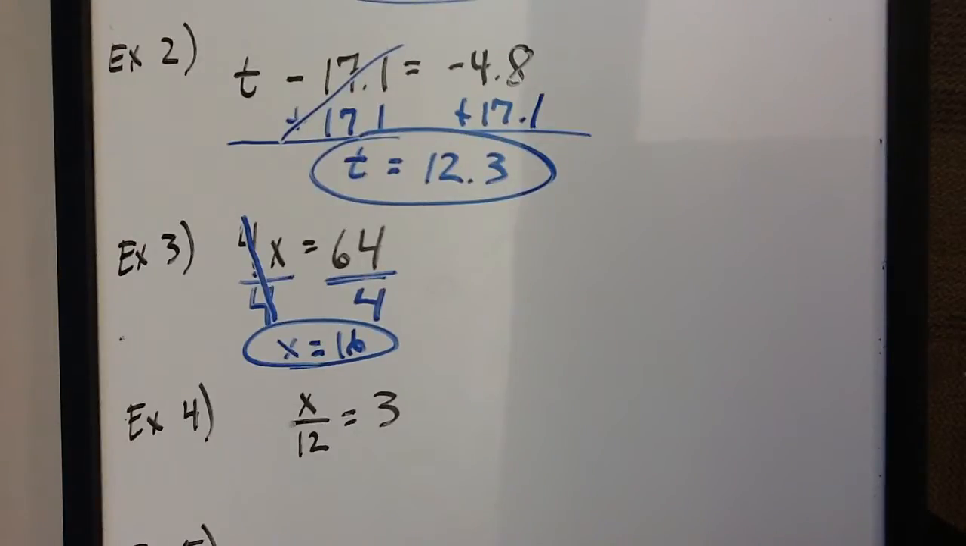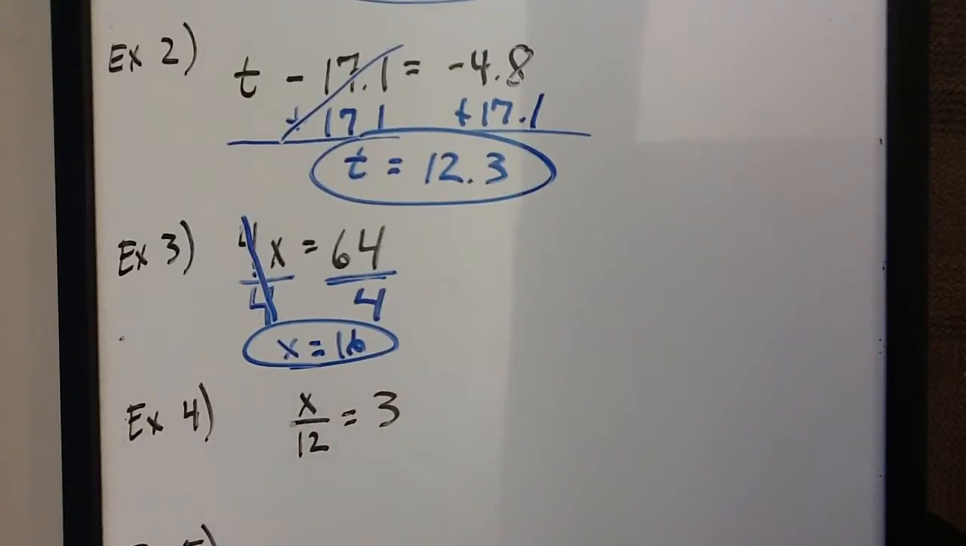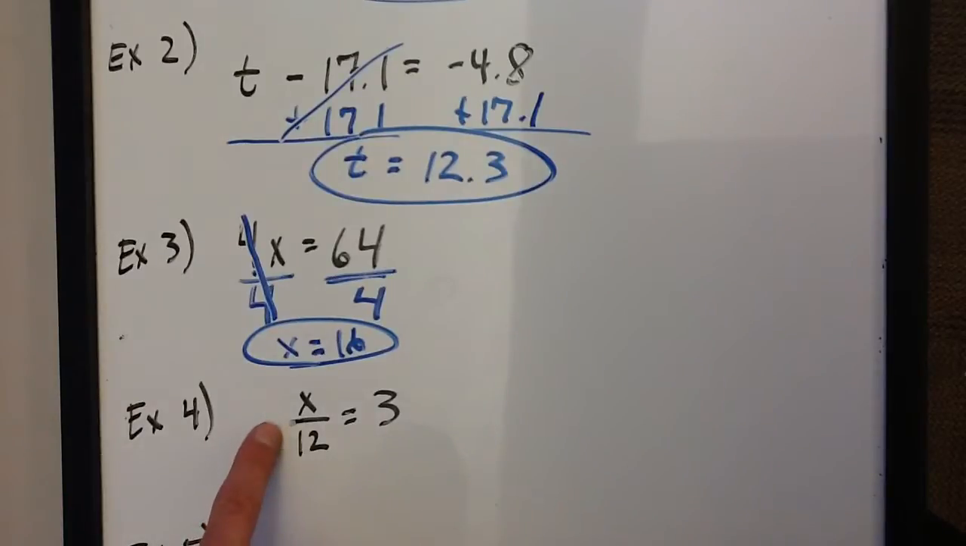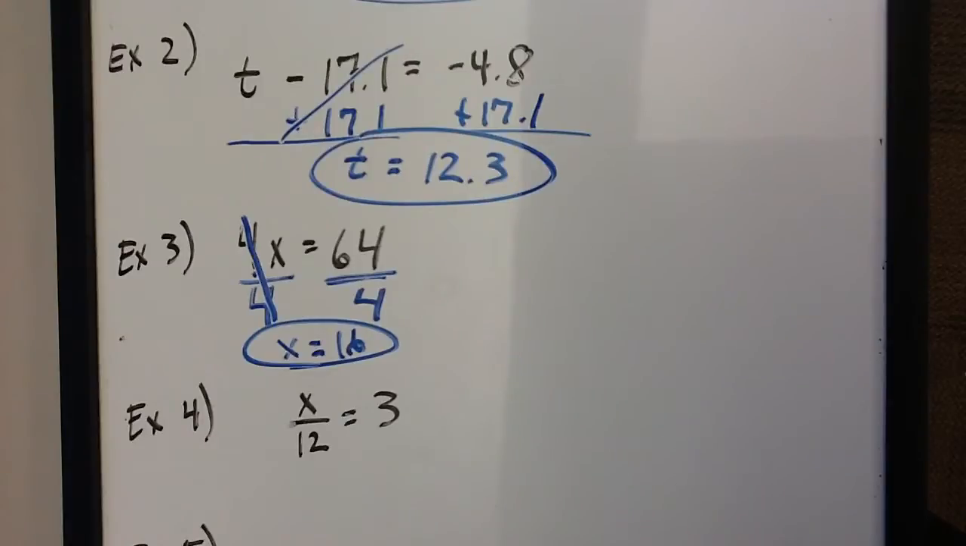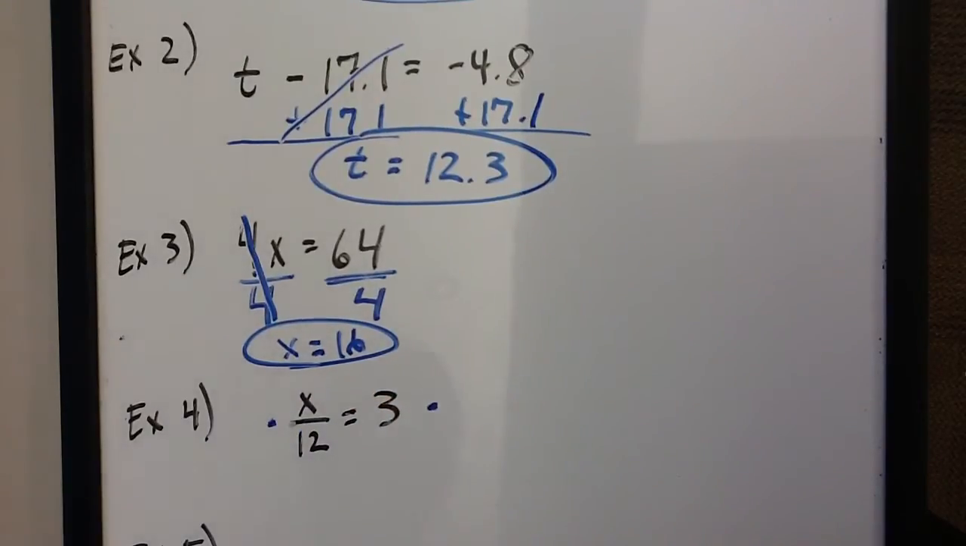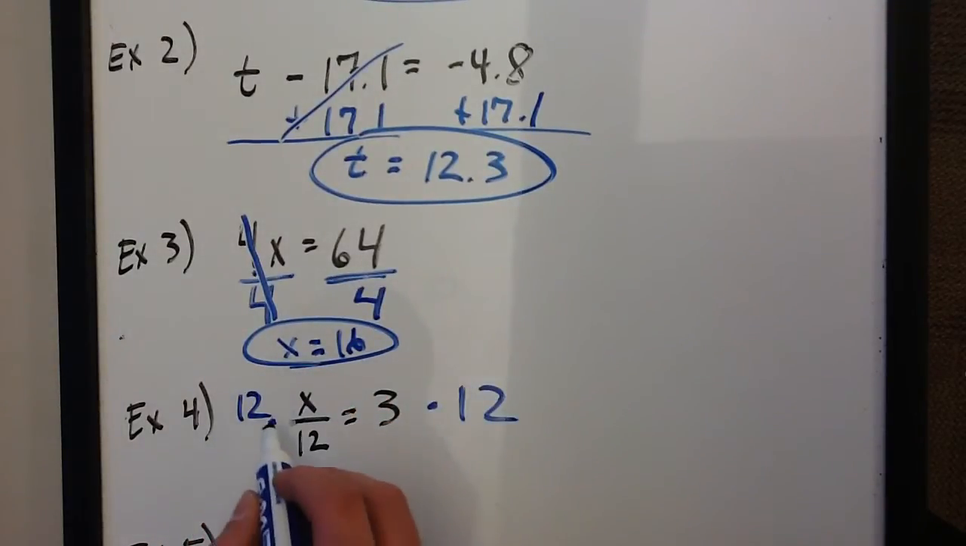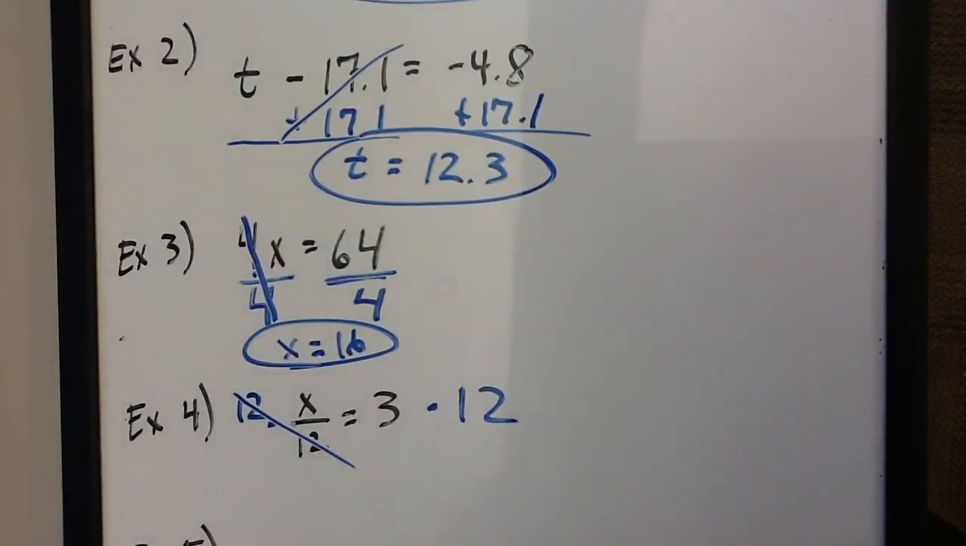So step 5 is solve. I need to solve for that variable, solve for the variable x, by using the inverse operation. So what's going on right here? X over 12. X divided by 12. That's division, right? So what is the opposite of division? Multiplication. So I need to multiply both sides by something. What do I multiply both sides by? I multiply both sides by 12 so that these 12s right here will cancel, will simplify.